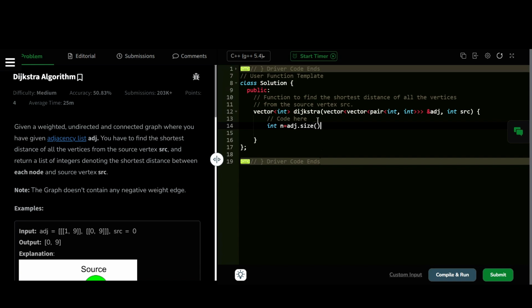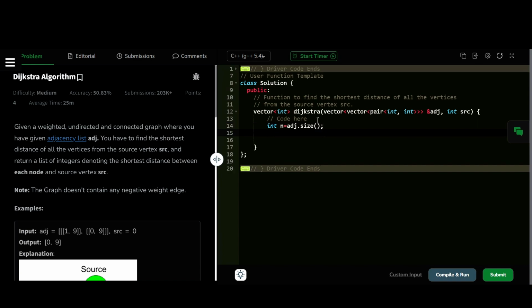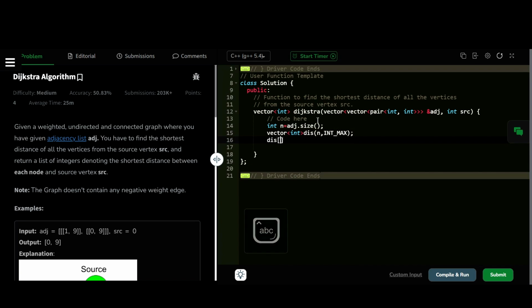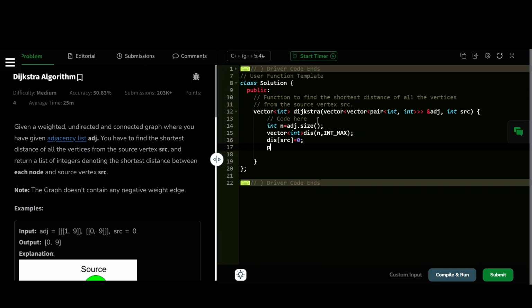Let's declare the size. Let's put the size of the adjacency list in n. Okay. Let's declare the distance vector, the distance of size n, and we have to initialize it with maximum. Okay. Now distance of source equals to 0.